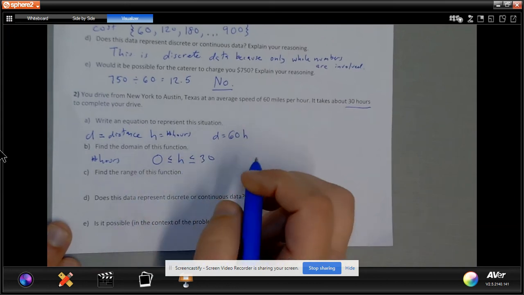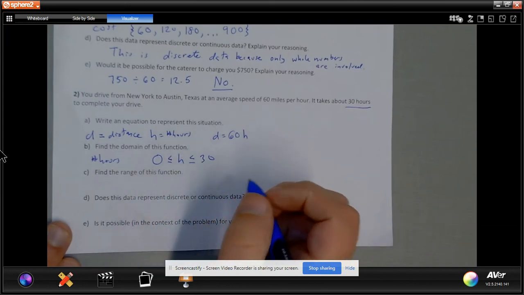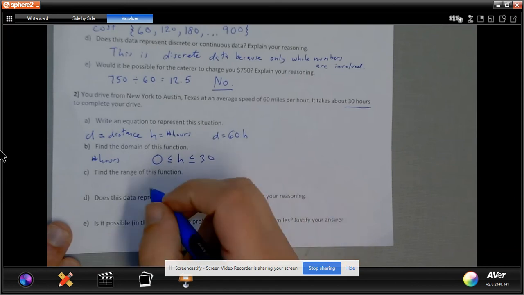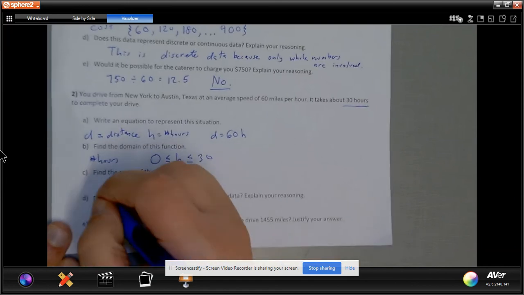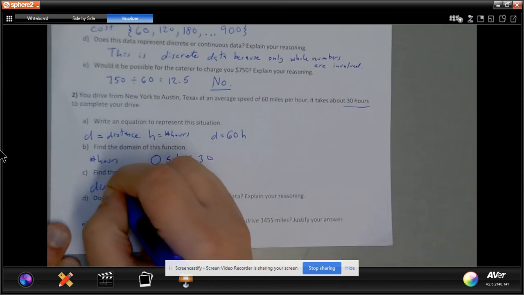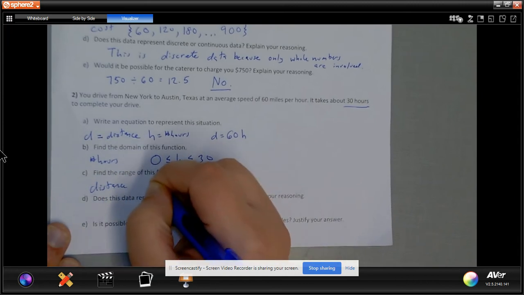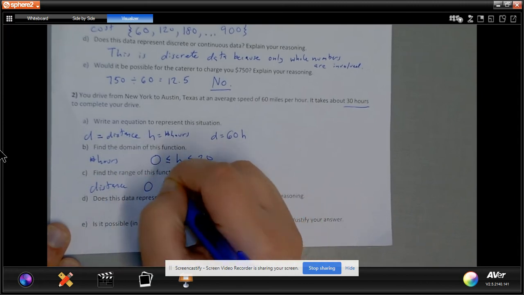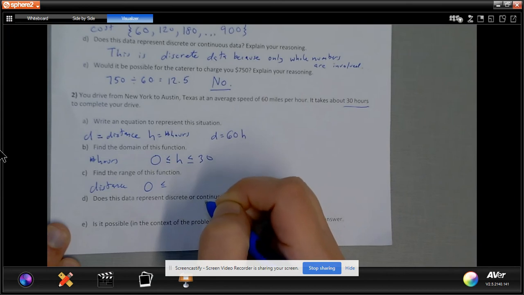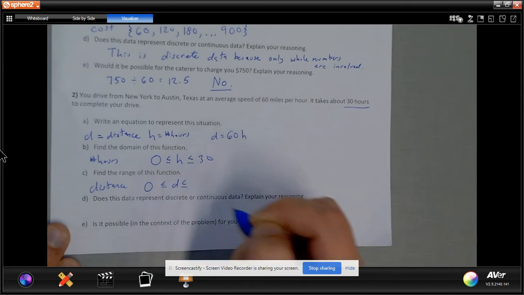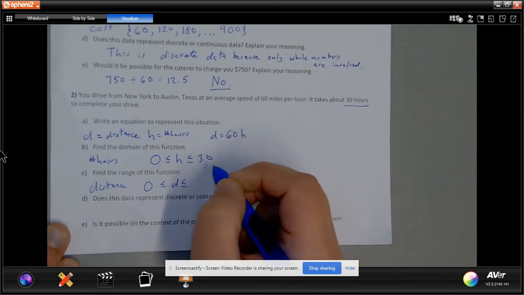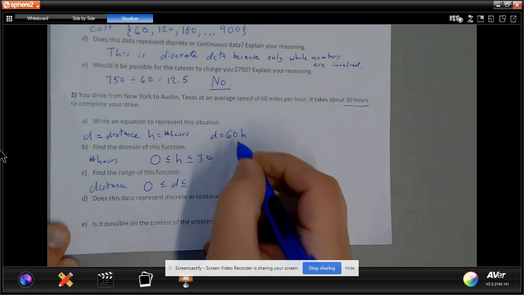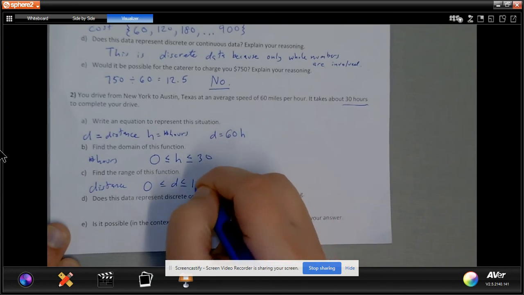All right, C, find the range of this function. So the range is going to be the distance. 0 is the least amount of distance you're going to drive, and the greatest amount of distance you're going to drive is going to be 30 times 60, which would be 1800.